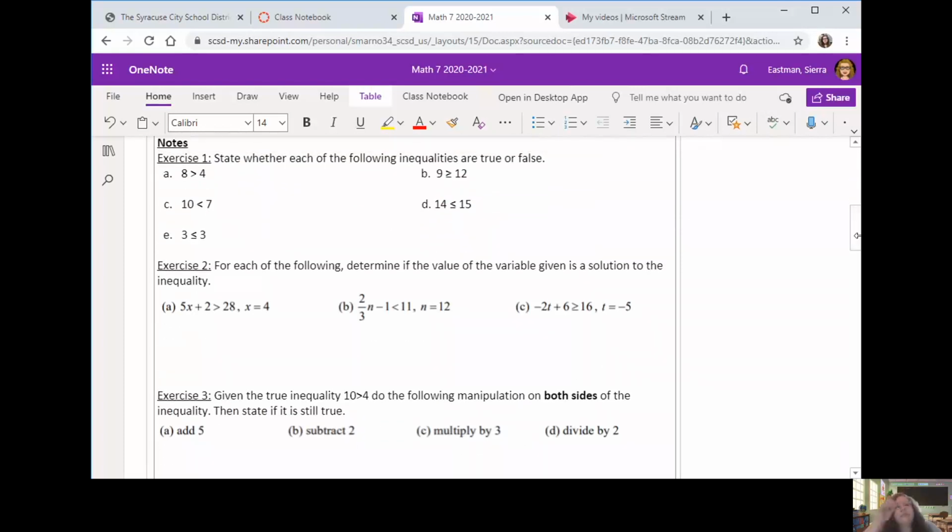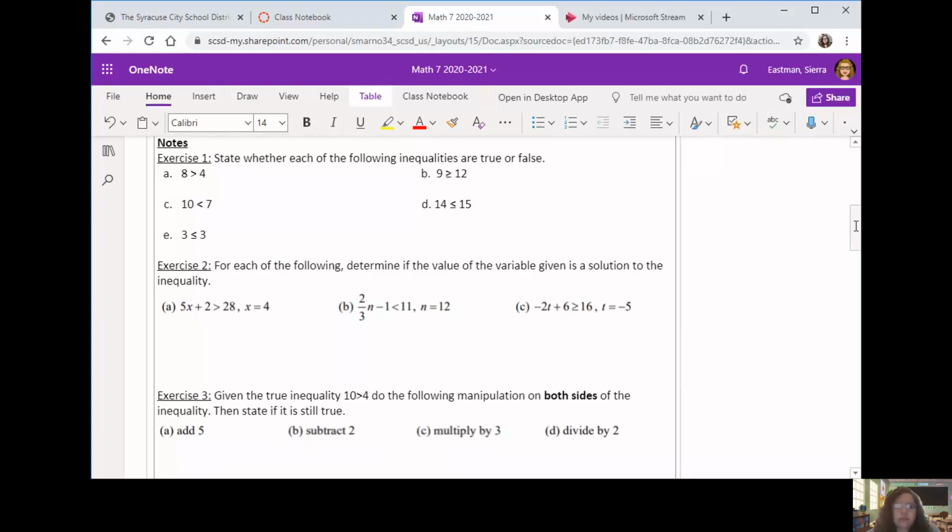So now that we know what those four symbols are, we can go down to our exercise 1 in our notes and state whether each of the following inequalities would be true or false. If you remember from when we did this same thing with equations, you can say that something is true if the two sides are actually equal, okay? And that's the same thing with inequalities. If that inequality actually makes sense with the two numbers that are on both sides, then it's true. If it doesn't make sense, if it's not true, we say it's false.